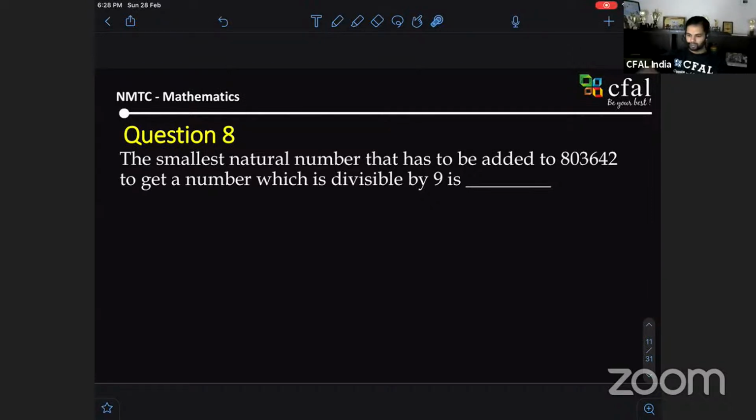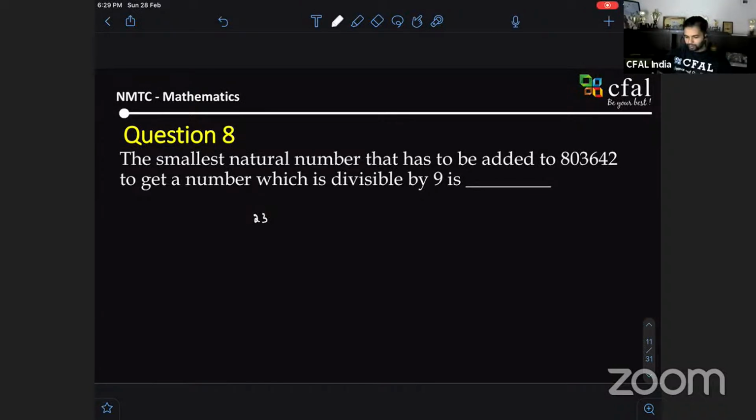Okay, Shashwat, yes, you can answer, I think. Sir, so first this is the divisibility rule of 9. So 8 plus 0 plus 3 plus 6 plus 4 plus 2, that is 23. And if we add 4 to 23, it becomes 27, which is a multiple of 9.